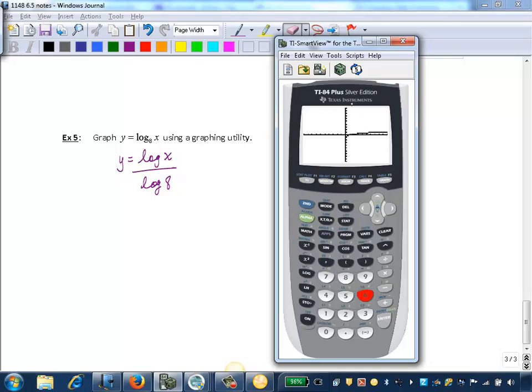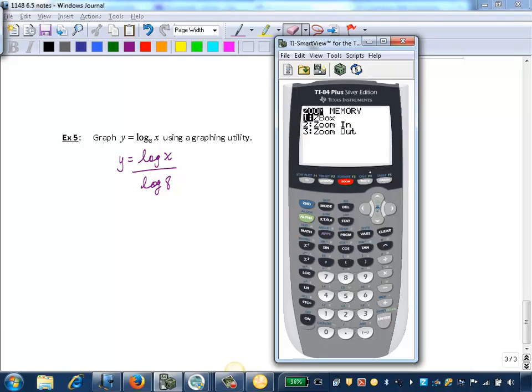Now we can see that ramp shape that we would expect from a log graph. I'm going to zoom in though a little bit so we can see a little bit more of the shape. It kind of looks like the graph stops here, but we remember there's that vertical asymptote on the y-axis on the parent function of a log graph.